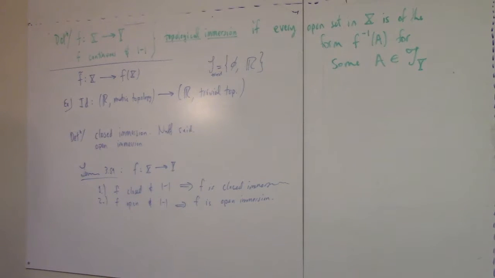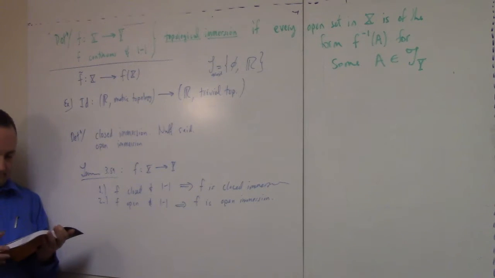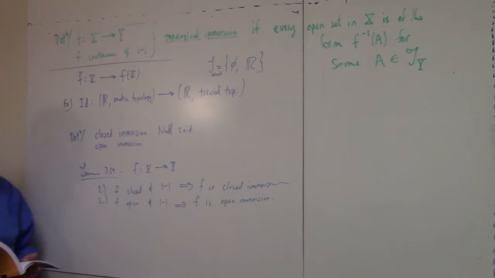I will read you the proof of 1. He says, okay, assume f is injective, continuous and closed. Then for any closed set C of X, the image f of C is closed in Y, and hence closed in the subspace topology of the image. Therefore the restriction of f from X to f of X is continuous, bijective, and closed. Hence, a homeomorphism. You guys follow that?